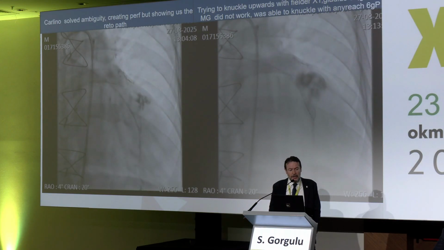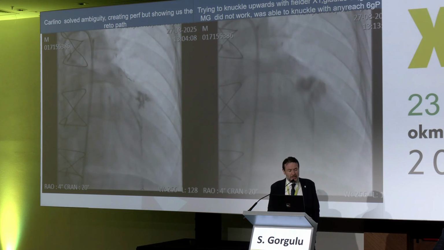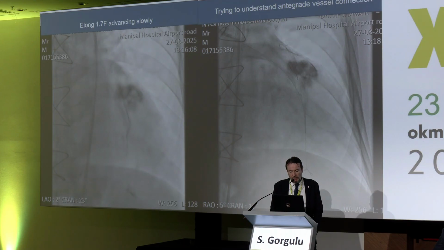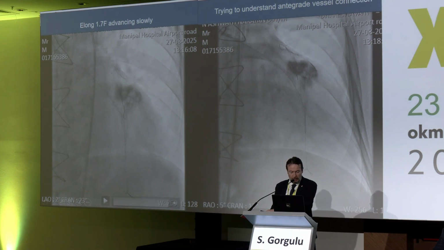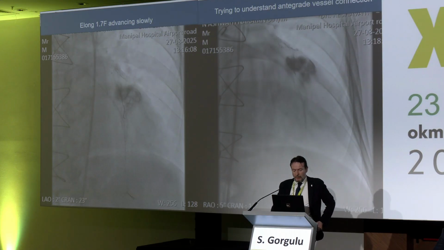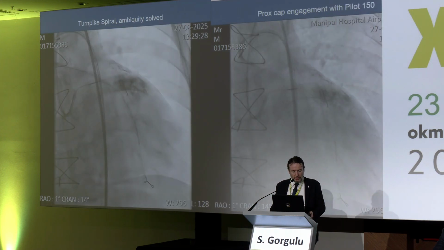Filter XT didn't work, Gladius EX didn't work, MG didn't work even, and I was able to knuckle with an NREACH 6 gram P here, and then the body went somewhere, and then I was able to advance the microcatheter, and then here giving contrast, trying to understand the course of the artery here. Come on, yeah. So, and then we have a perf there, but fortunately it's going to be retrograde. And here you can see still the ambiguity exists. Let me show, I should go a little bit faster, but this one here should be also working.